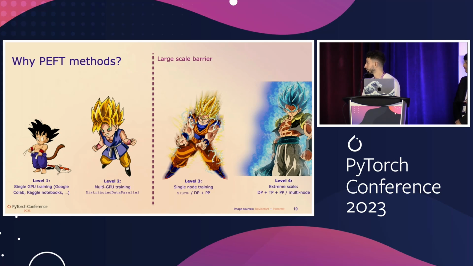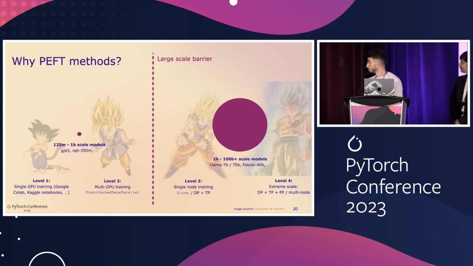And then ultimately, there is level 4, the extreme scale level, where you can fine-tune any model that you want on a multi-node setup, for example. You can perform DP, TP, and PP without any issue. And note that in the two big levels, obviously the scale of models that you can fine-tune is completely different. In the first case, you can maybe only fine-tune up to 1 billion scale parameter models, which doesn't give you access to the state-of-the-art LLMs, obviously. Whereas on the right-hand side, I think there is no limit.